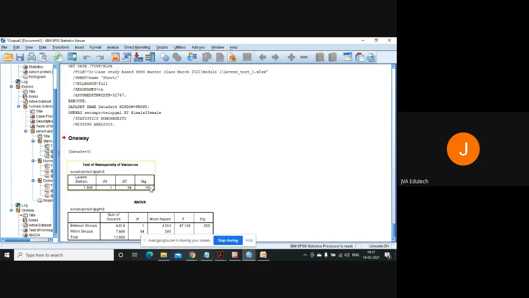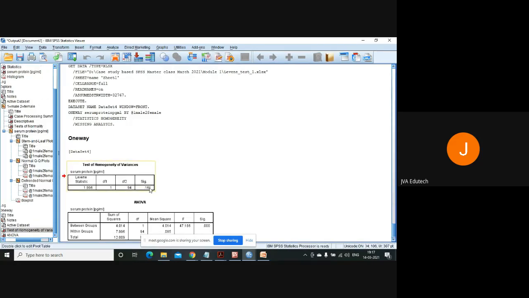So let's see this table. It is 0.161. It is again more than 0.05. We cannot reject the null hypothesis. We will accept the null hypothesis.